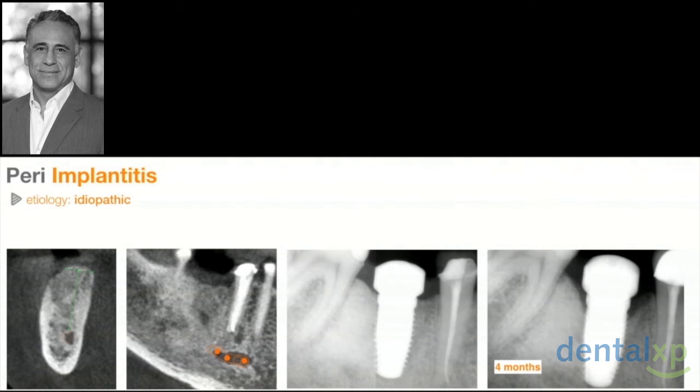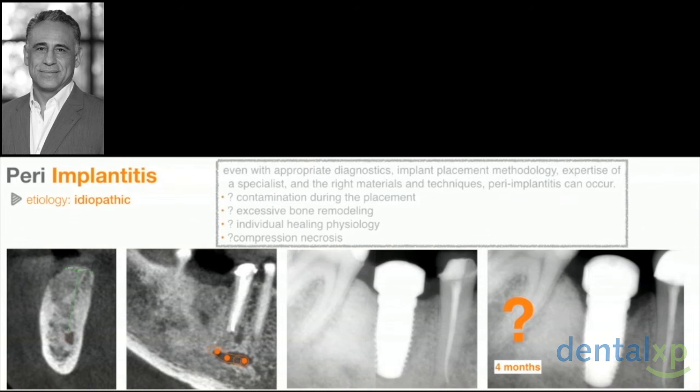Now, one can certainly argue that this particular implant, which has a platform switch built into it, perhaps the bone is remodeling down to the first thread, and that the bone loss may be within the physiological range of remodeling. However, I think we need to really ask the question: is this the start of a peri-implantitis, and how are we going to address this?